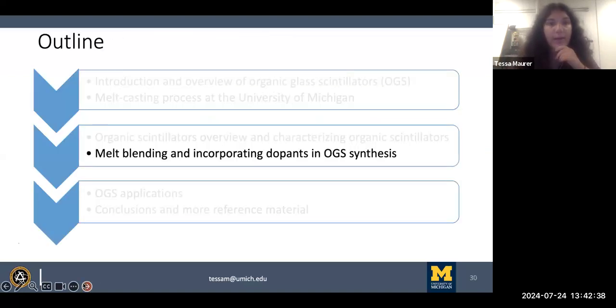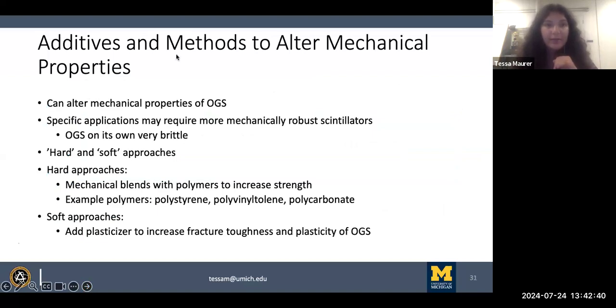Okay, melt blending and incorporating additives. This is getting farther away from my sphere of what I do with OGS, but it's something really interesting that I'd be remiss not to talk about. We can alter the mechanical properties of OGS. As it stands, it's a pretty brittle material. I myself have broken quite a few OGS samples, but that's okay because we can just melt it back down and start over again. But still, you don't necessarily want a very brittle material for all applications.